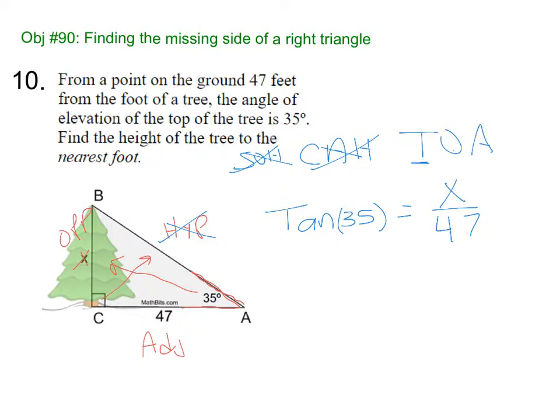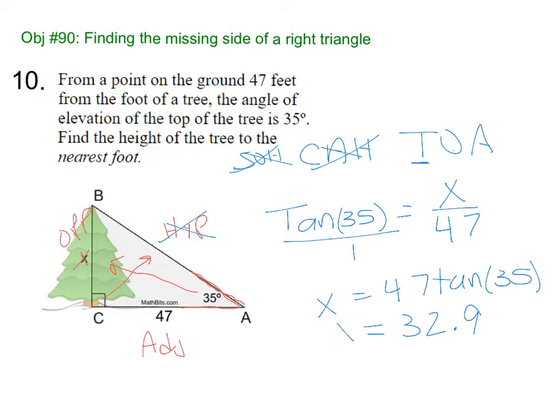And now this is back to one of the easier ones. We just cross multiply. 1 times x is x. 47 tan of 35. Plug that in the calculator, and I get 47 tan 35. Enter. 32.9. And again, that is not an angle. That is the height of the tree.